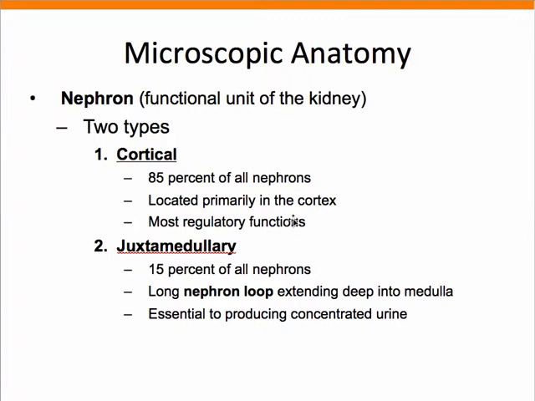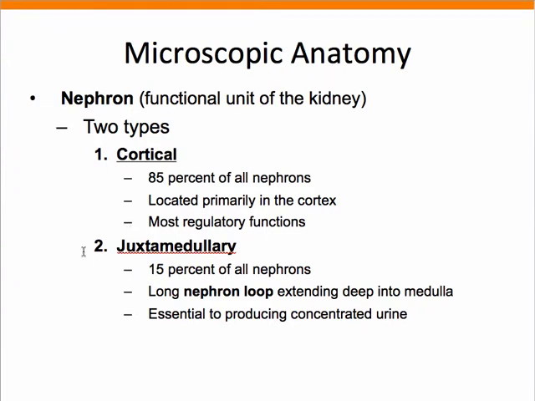So as we look at the microscopic anatomy, we have looked at the nephron already and the components to it. But if we consider nephrons, we actually have two types of nephrons in a kidney. And the types are based on a little bit of their anatomy and then their placement in the kidney. So cortical nephrons are in the cortex, and that's where the majority of nephrons lie. They cover most of the regulatory function of the kidney because they are 85% of all nephrons.